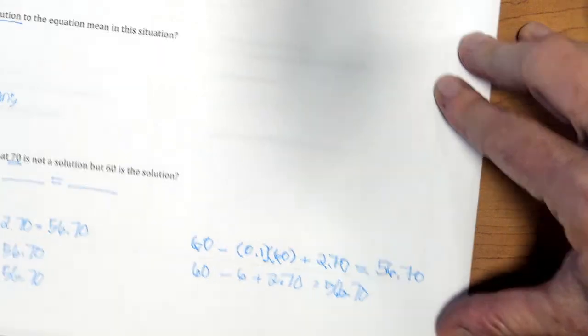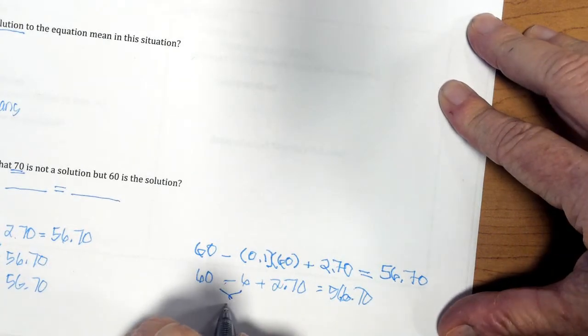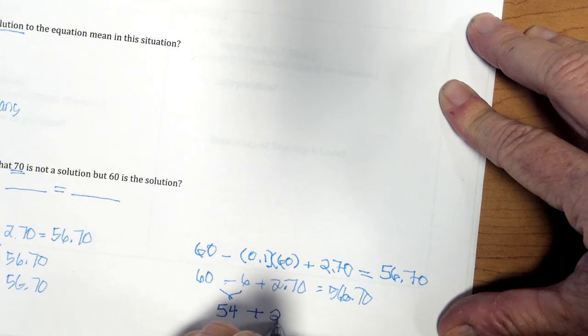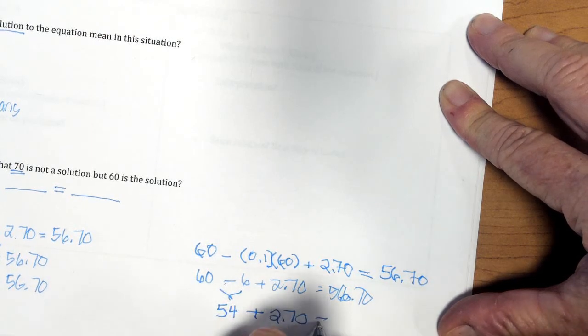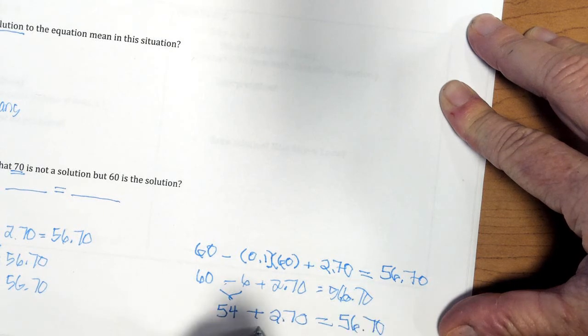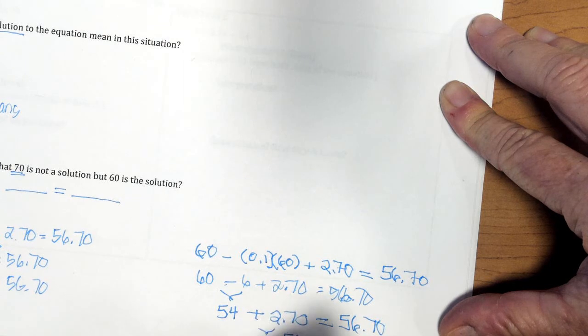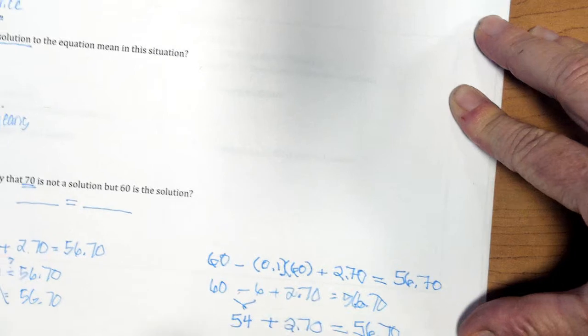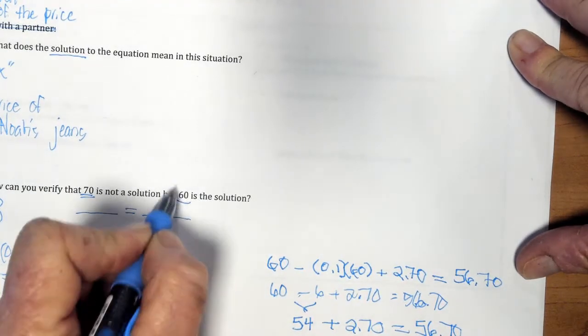So I'm going to go ahead and subtract this. This is 54 plus 270. And I know that these two added together is 56.70, and that is equal to 56.70. So beautiful, 60 is a solution.